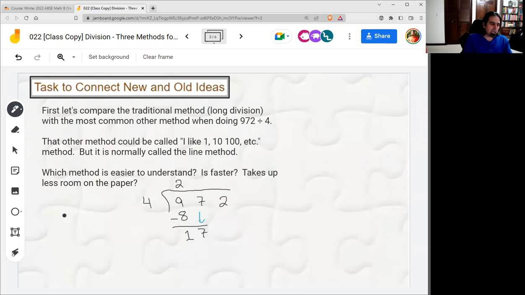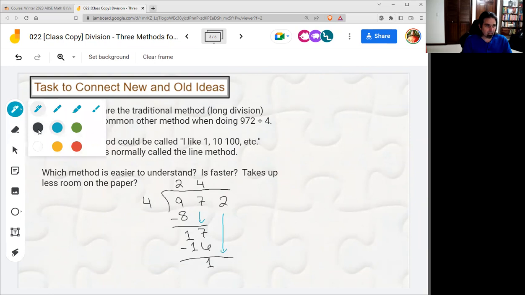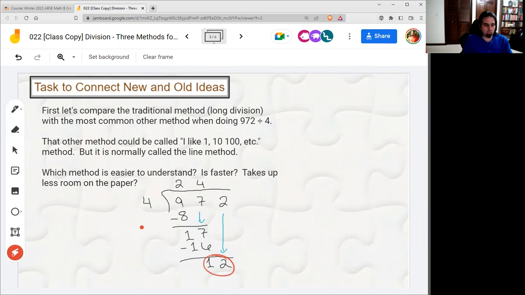How many times does 4 go into 9? Now we're trying to get to 17. Counting by 4s, 4, 8, 12, 16. That's as much as I'm going to get. So 4 times 4 is 16. And then when I subtract, I get a 1, bring down the next number. Now I'm wondering, how many times does 4 go into 12? So 4, 8, 12, 3 times. And I'm done. And my answer is 243.